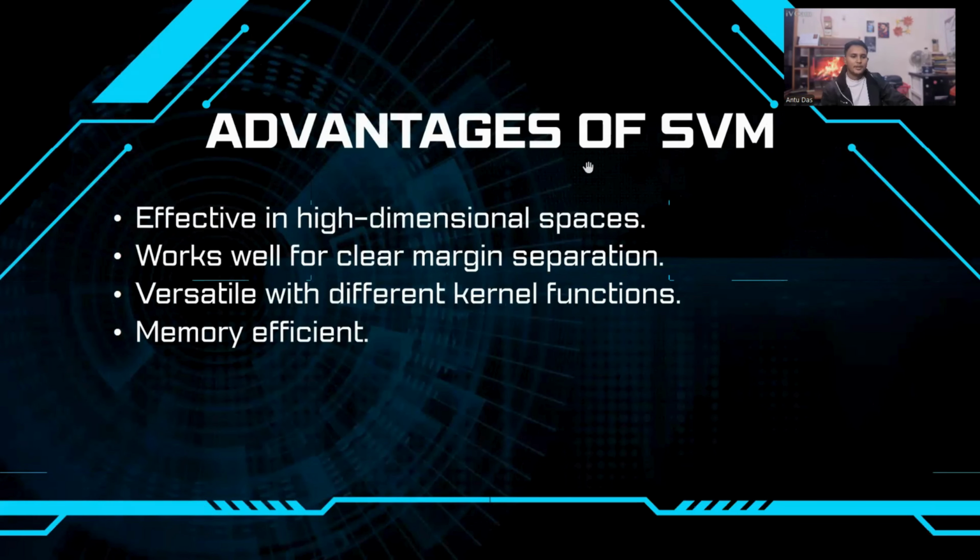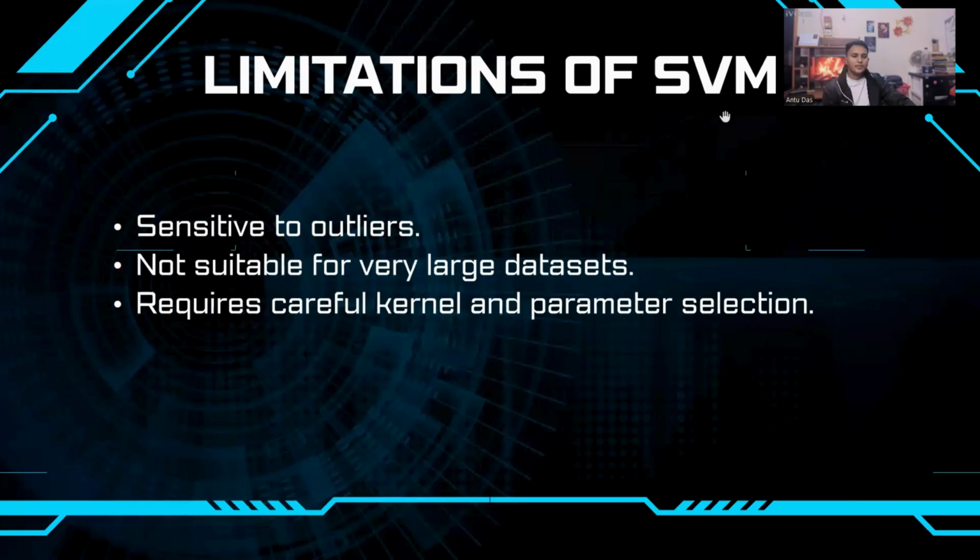Now we'll discuss the advantages of SVM. It's effective in high dimensional spaces, works well for clear margin separation, is versatile with different kernel functions, and is memory efficient. Limitations of SVM: it is sensitive to outliers. When the model gets an extreme data point, it creates an impact on our model, so it's sensitive to outliers. It is also not suitable for very large data sets. For very large data sets, we use deep learning. And it requires careful kernel and parameter selection based on the nature of the data and the problem at hand.